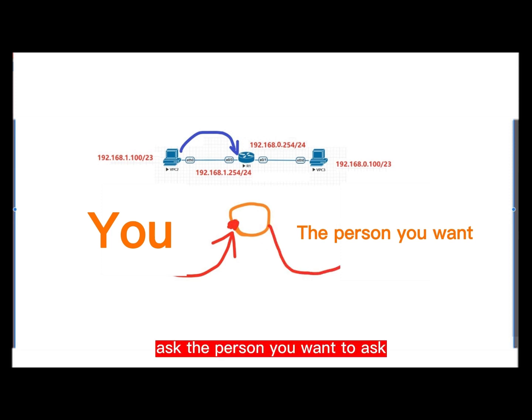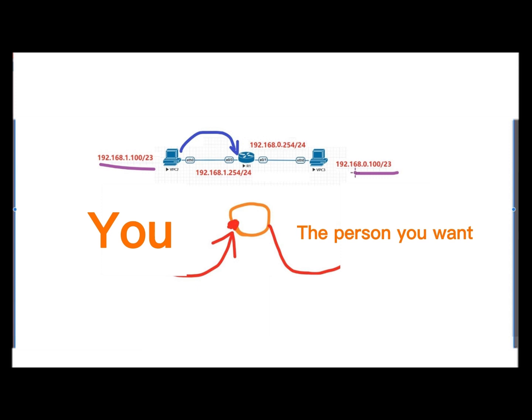It asks the person you want to ask. But the premise is that it knows this person. It's the same in this picture. The data is now going from 1.100 to 0.100. Since PC2 is now requesting 0.100, and the router is not 0.100, it will help PC2. It does not directly discard the packet. It goes to help PC2 ask for PC3's MAC.